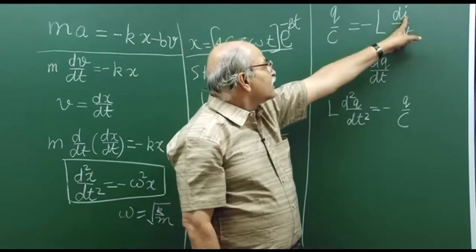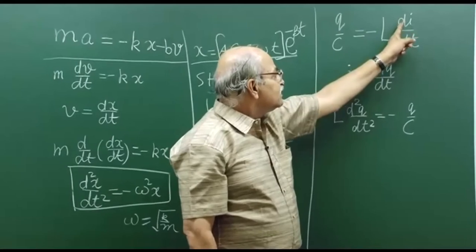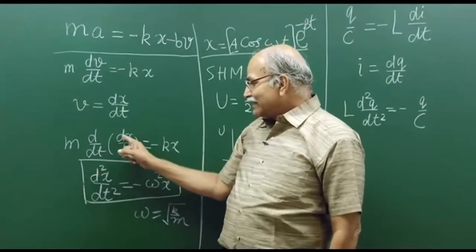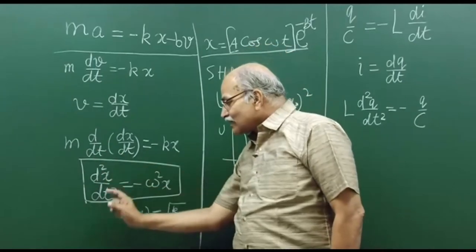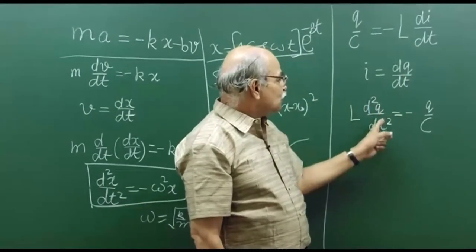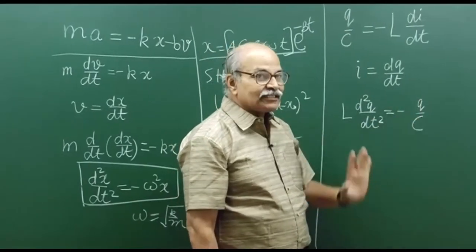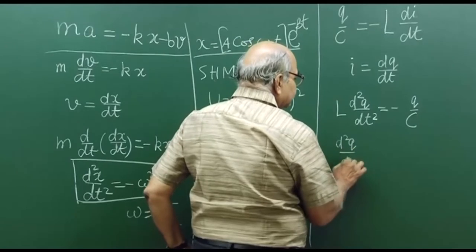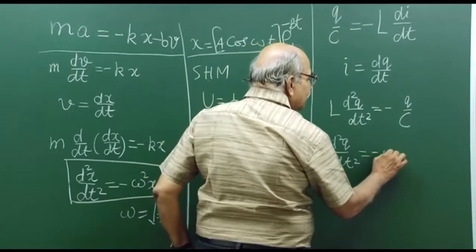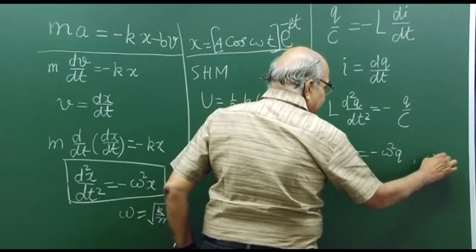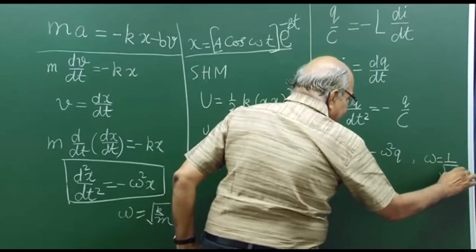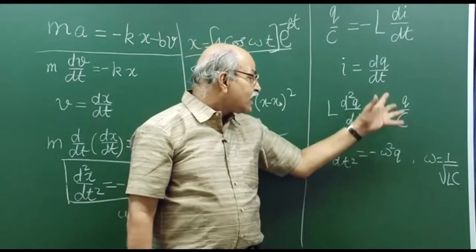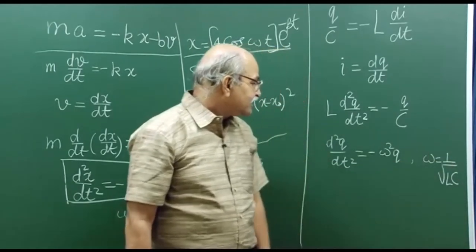So in place of this I am writing dq dt, and when you write that way, d dt of dq dt, just like here, d dt of dx dt, that we write as d2x dt square. And similarly here, we will write this as d2q dt square, minus, I have put here, so it's minus q by c. If I take this L on this side, I have d2q dt square equal to minus omega square q, where omega is 1 by square root of LC. This L goes here, so 1 by LC, I write that as omega square. So omega is 1 by square root of LC.